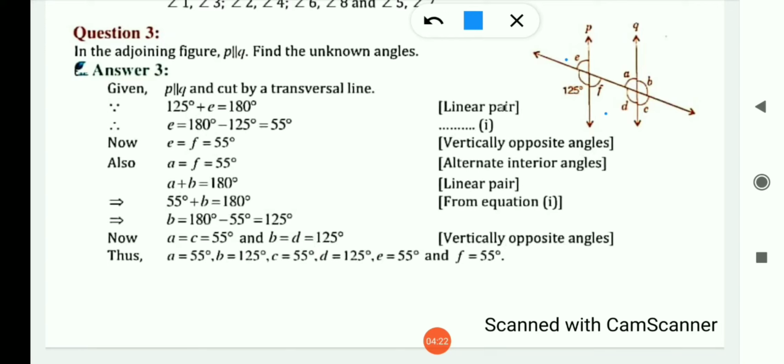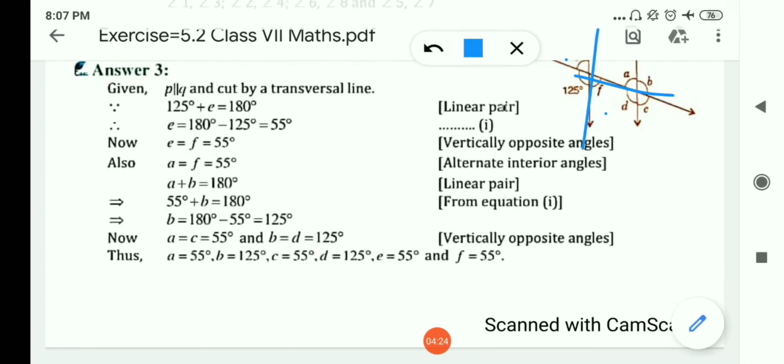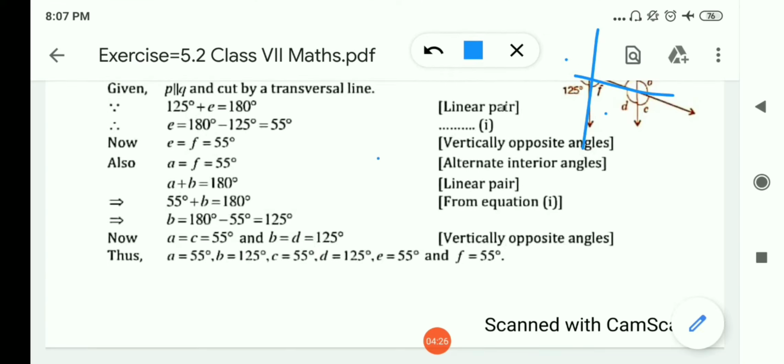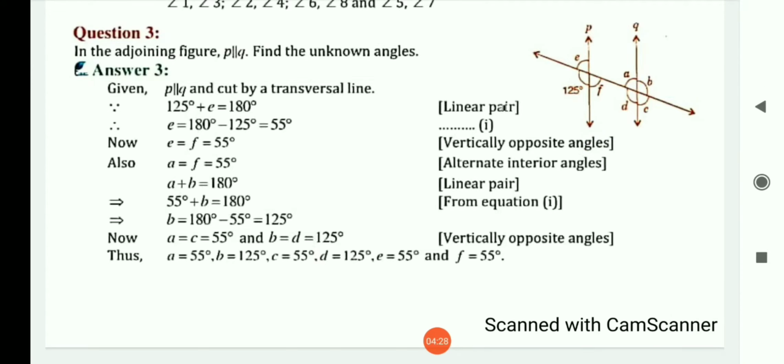because two lines intersect. So it is a vertically opposite angle, so angle E is equal to angle F. So F is also 55. Okay, vertically opposite angles. Now A is equal to F because they are alternate interior angles. With the same two parallel lines given and a transversal, E and F are alternate interior angles. So A and F are also 55.